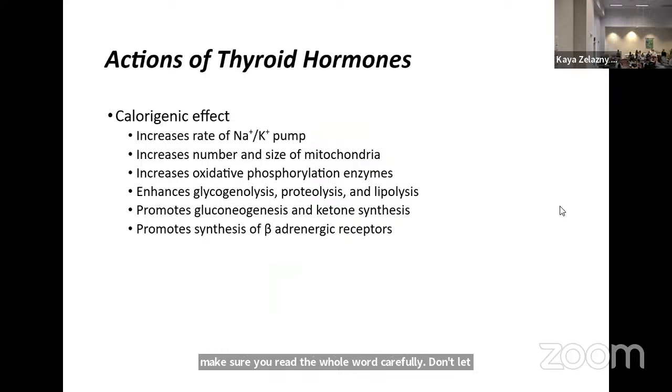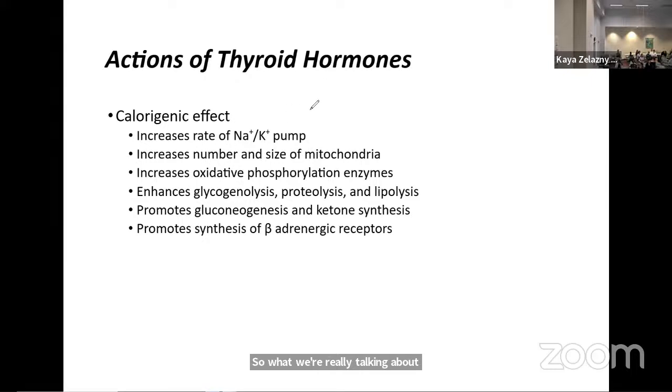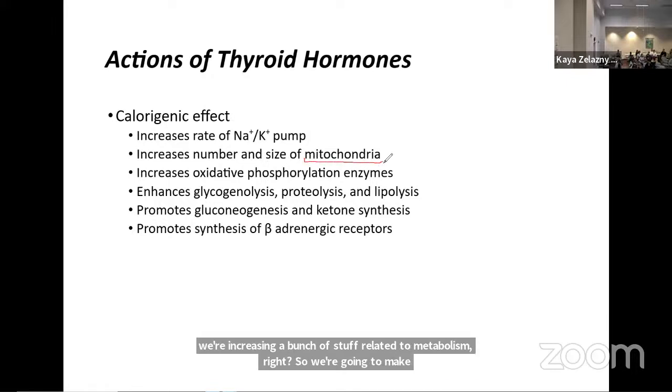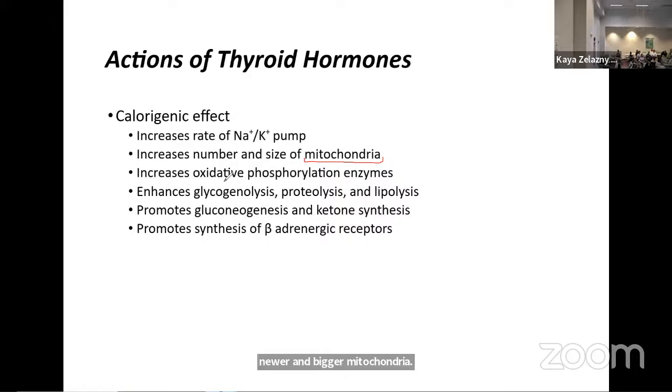So, asking you about that because two of our G words are going to appear here on this slide about thyroid hormones. We refer to thyroid hormones in general as having a calorigenic effect. Okay. So what we're really talking about is that with these thyroid hormones we're increasing a bunch of stuff related to metabolism, right? So we're going to make newer and bigger mitochondria. We're going to make a bunch of enzymes related to oxidative phosphorylation.